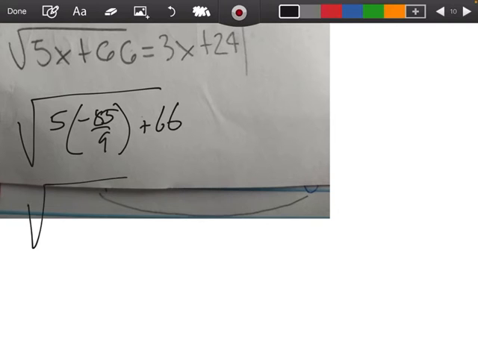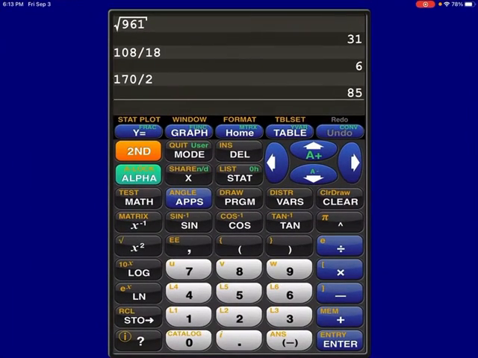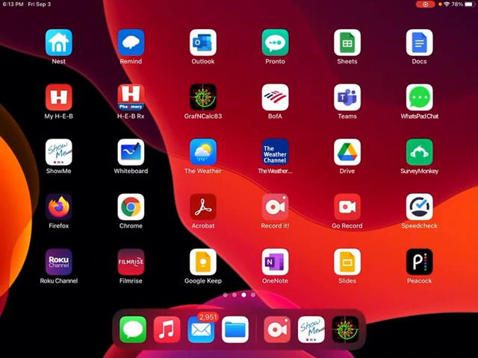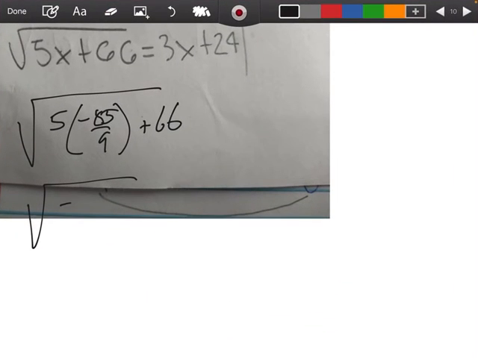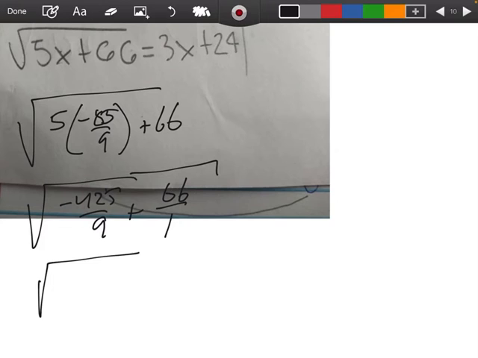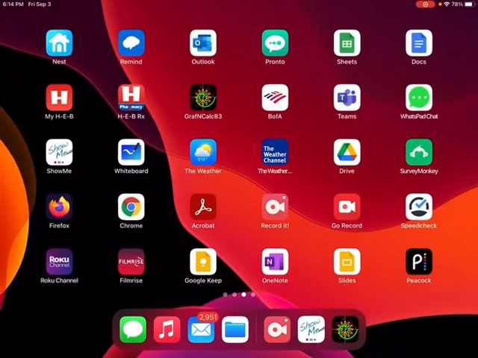So I don't know what 5 times negative 85 is. Let me try it. 5 times 85, I know it's negative 425, okay? So negative 425 over 9 plus, I'm going to think of this 66 as 66 over 1 because I do need to get a common denominator, okay? And that common denominator is going to be 9. So I'm going to multiply this one by 9 and that one by 9. So I still have a negative 425 over 9 plus whatever 66 times 9 is. 66 times 9.